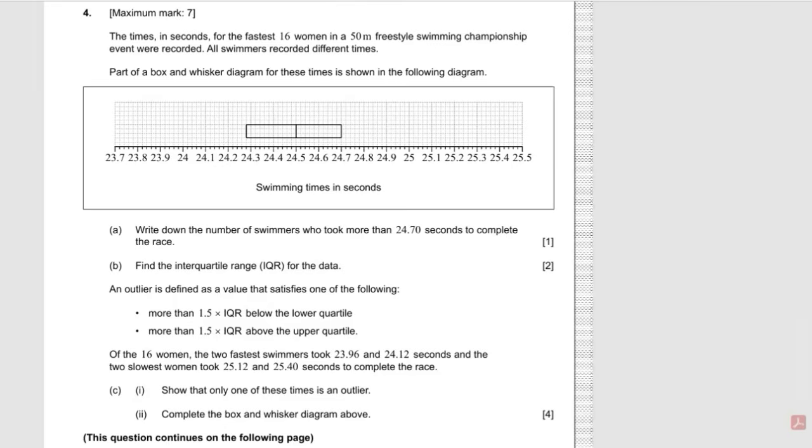Okay, part A. Write down the number of swimmers who took more than 24.7 seconds to complete the race. So let's see. Look at this. Your quartile 3 is 24.7, right? So they are saying more than 24.7. So quartile 3, or the upper quartile, is like the 75th percent of the data. So there will be 25% values above Q3. So let's just get 25%, which is 0.25 of 16. You can do it this way as well, like 1/4 of 16. So that's going to be 4. They're saying write down the number of swimmers. There will be 4 swimmers. This is part A.